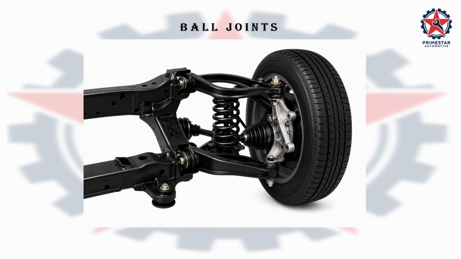Now let us identify the ball joints. In this double wishbone suspension, ball joints connect the steering knuckle to the upper and lower control arms. They allow the suspension to move up and down while also allowing the steering knuckle to turn. Note, we will discuss double wishbone suspension in greater detail in our future lessons.